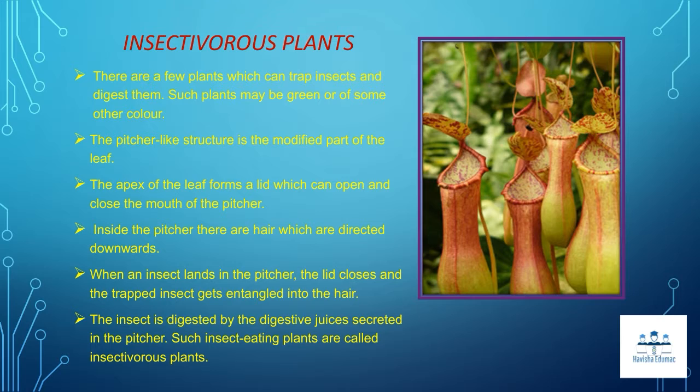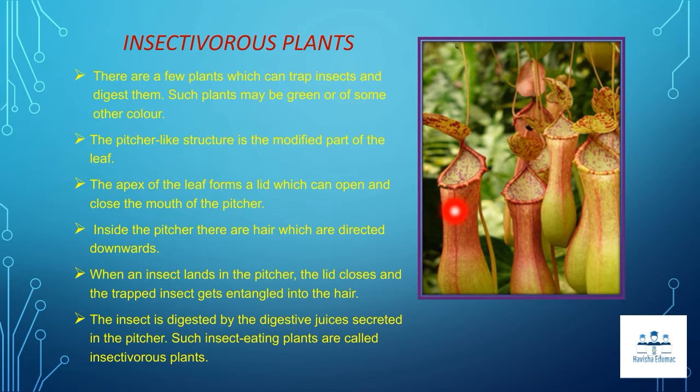Now let us see about insectivorous plant. Have you heard about plants which eat insects? Yes, they are called insectivorous plants. They make their own food but trap insects to get nitrogen. Such plants may be green or of some other color.